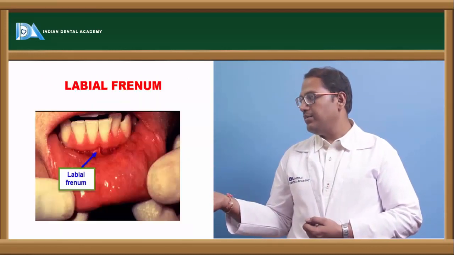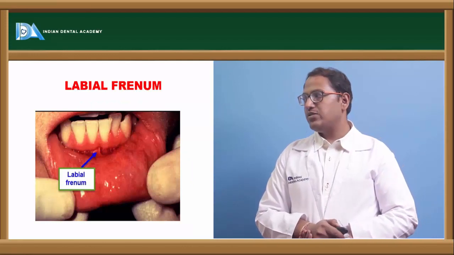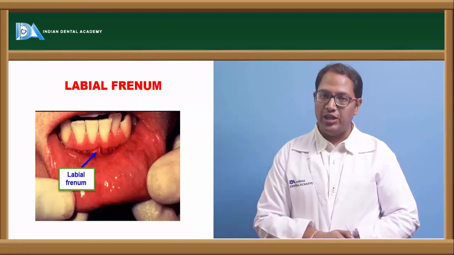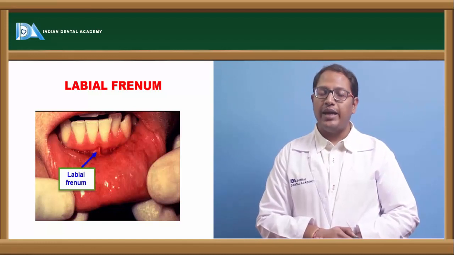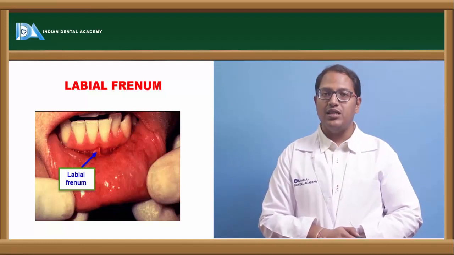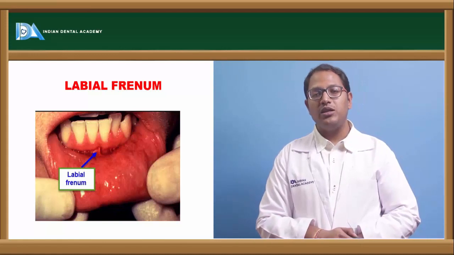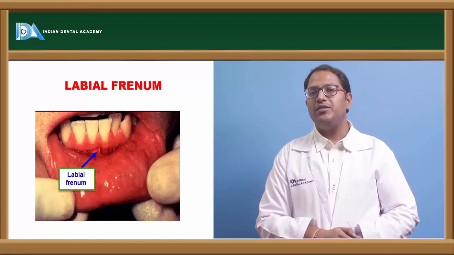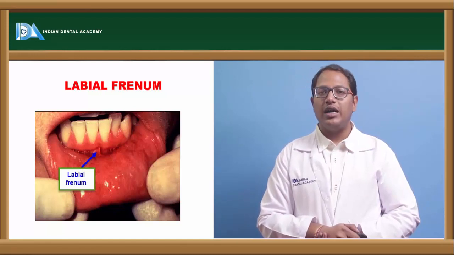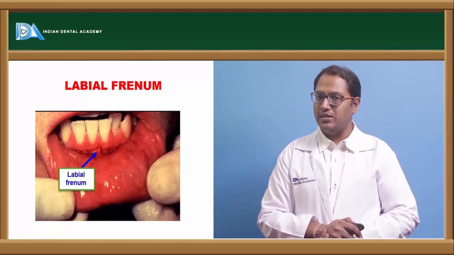Coming to the next, the limiting structures. The first is labial frenum. Labial frenum, unlike in maxilla, mandibular labial frenum is an active one. So relief of the mandibular labial frenum is very important, since if it is not relieved, it will displace the denture as soon as the denture is placed in the mouth.